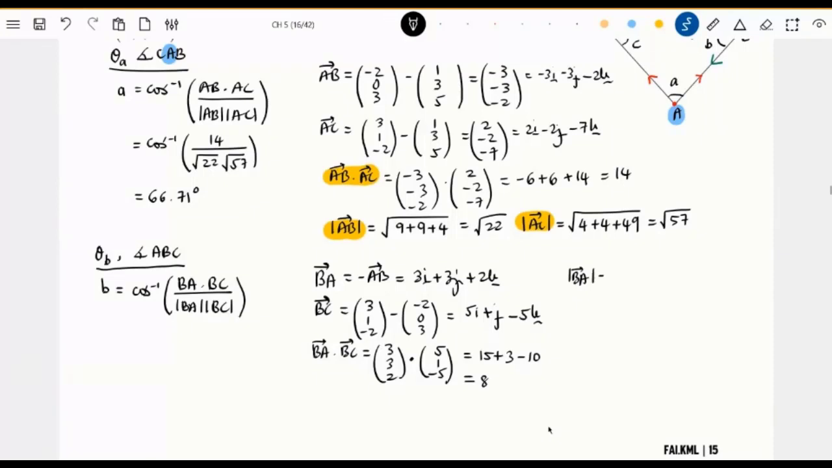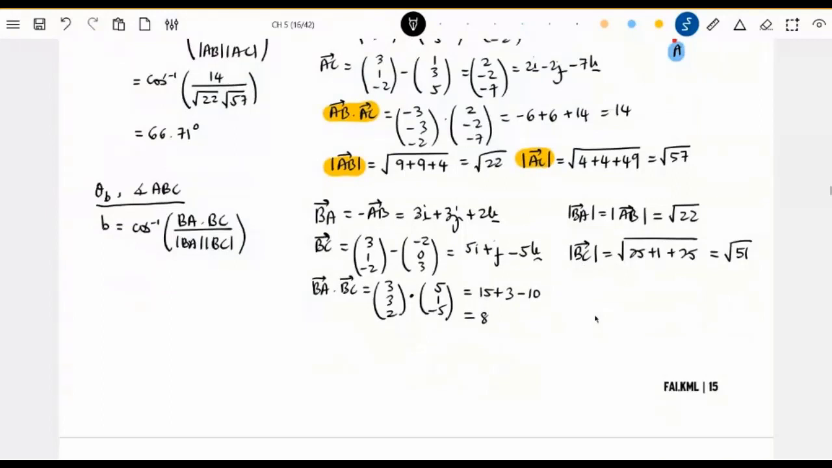Okay. Alright, magnitude BA. Magnitude BA sama dengan magnitude AB, which is nilai yang kita dapat adalah square root 22. So tak perlu kira balik. Okay. Magnitude BC. Square root 25 plus 1 plus 25. So ini dapat berapa ni? 51. Okay, thank you.